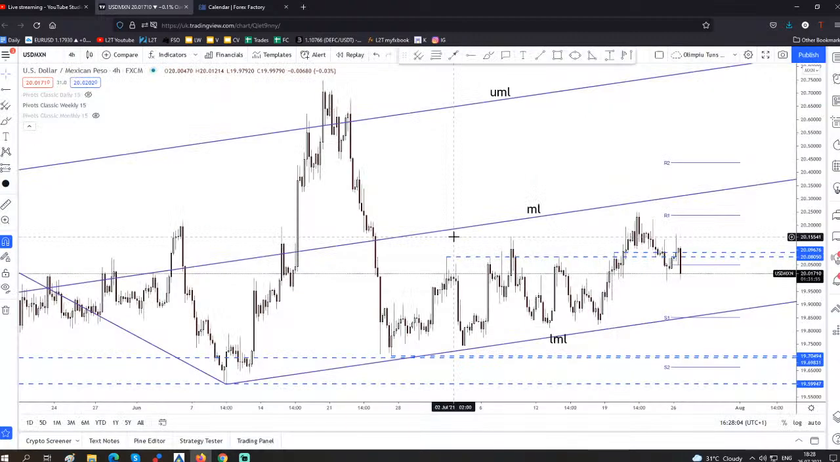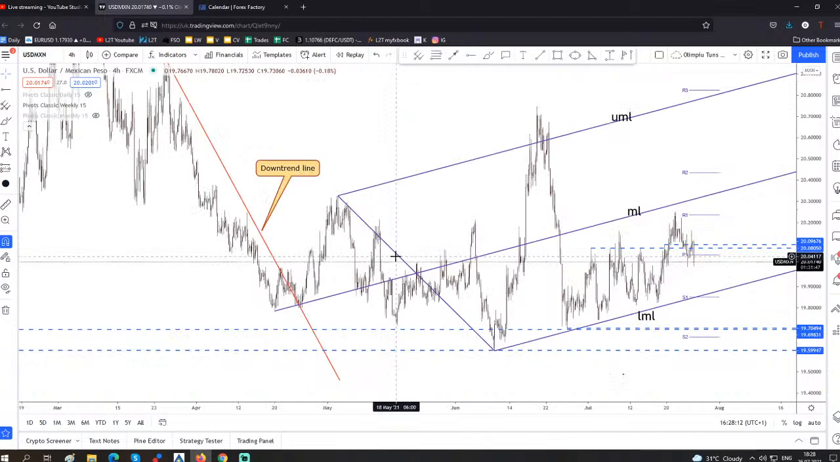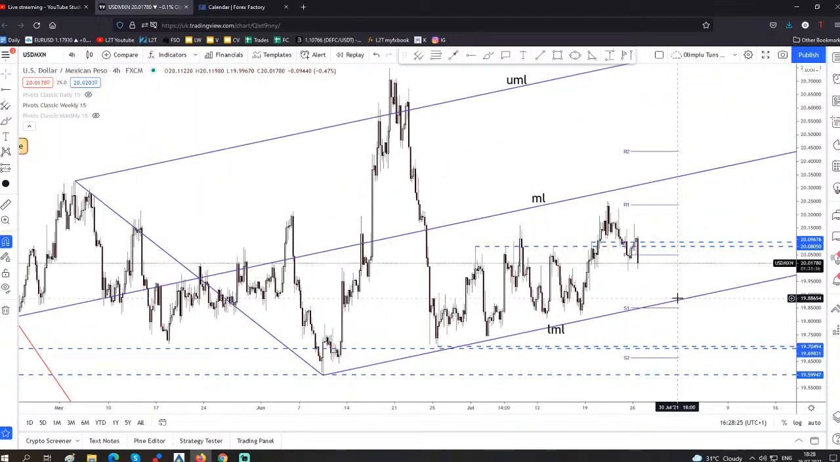So US dollar versus the Mexican peso. Right now I don't have something good here, because yeah, we have this sideways movement here. Unfortunately, here the price failed to reach, maybe to retest the medium line of the ascending pitchfork.